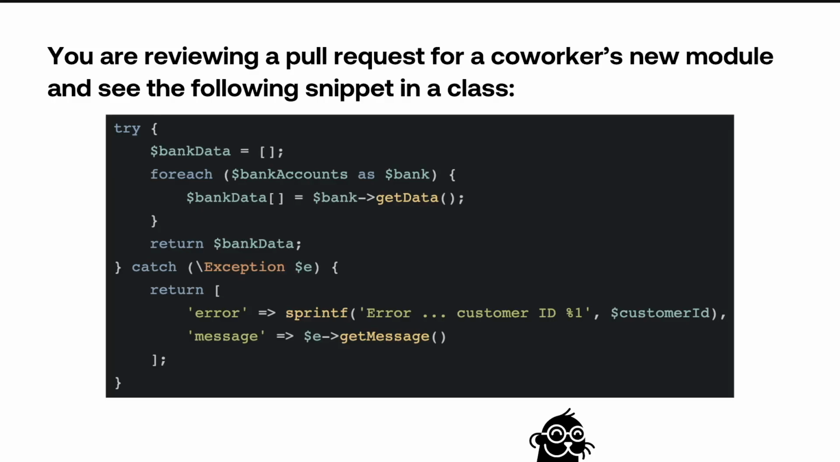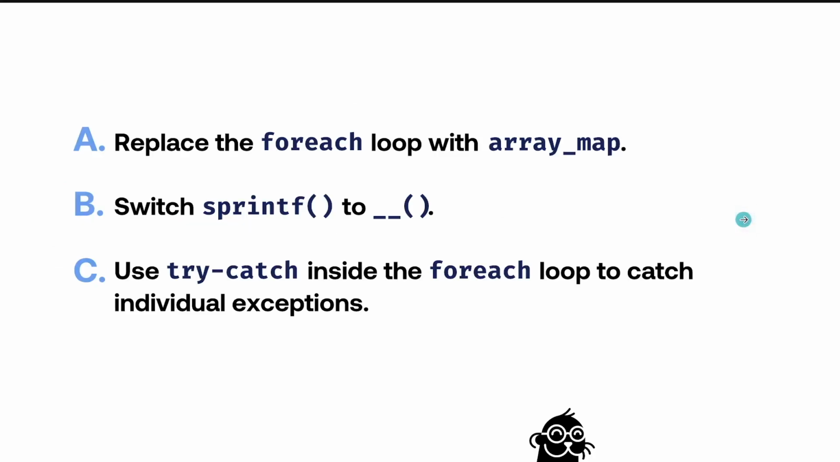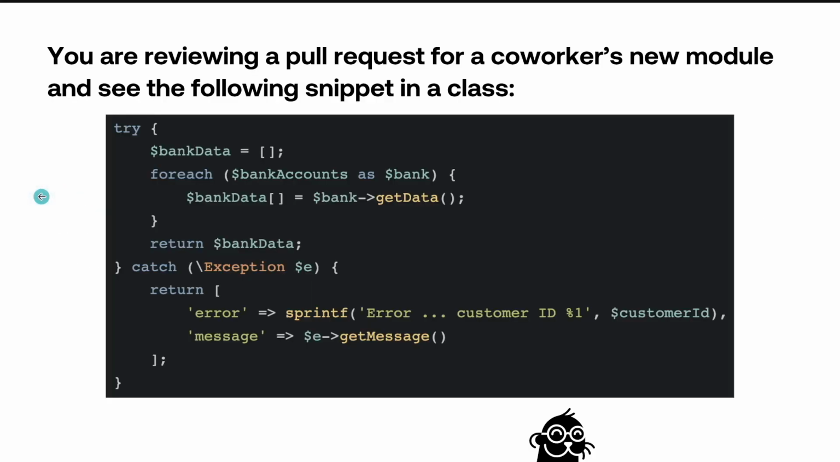Now for option B, to review that, switching the sprintf function to the double underscore, looking at the code snippet here, we actually have an incorrect placeholder here. For this to work, we're going to need to switch that %1 to %s. That's going to be the bare minimum.